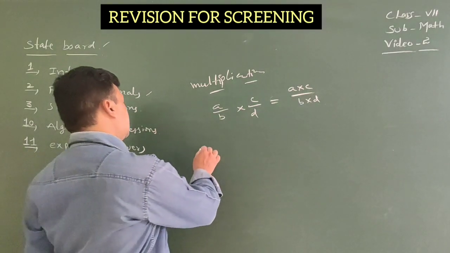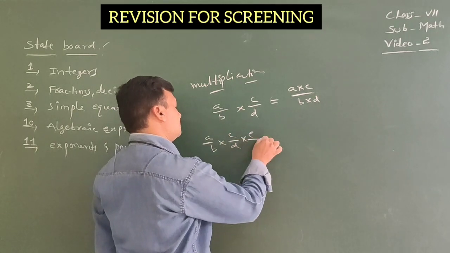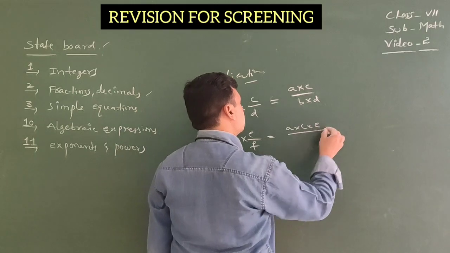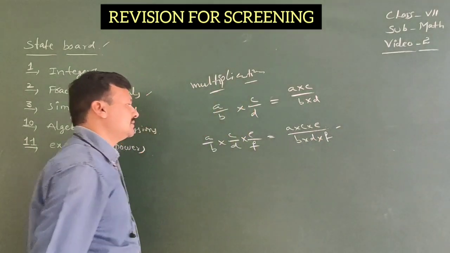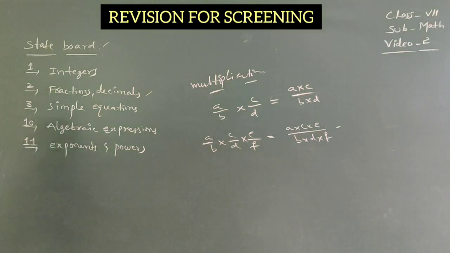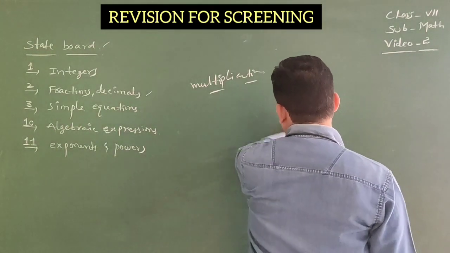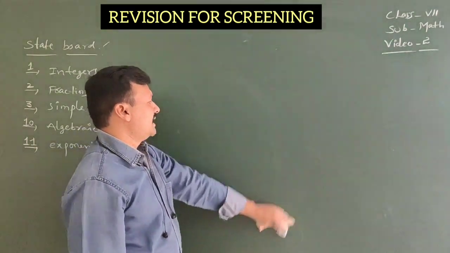If more than 2 fractions are given, also like this: multiply the numerators, multiply the denominators. This is the process for multiplication of fractions. Next, division of fractions. Use of half is also multiplication only. Then division of fractions.